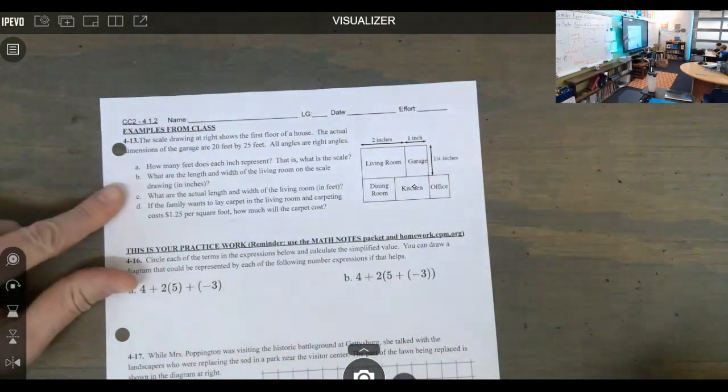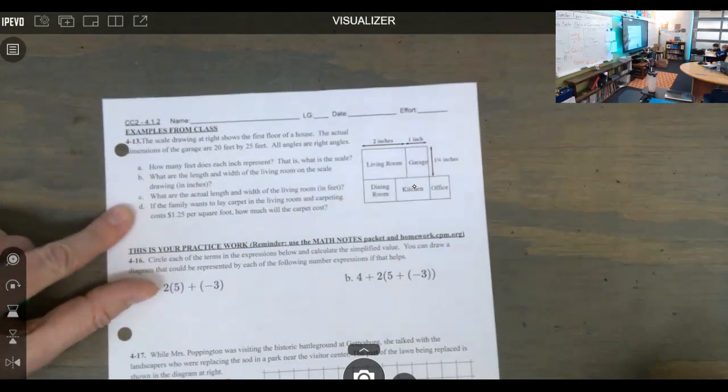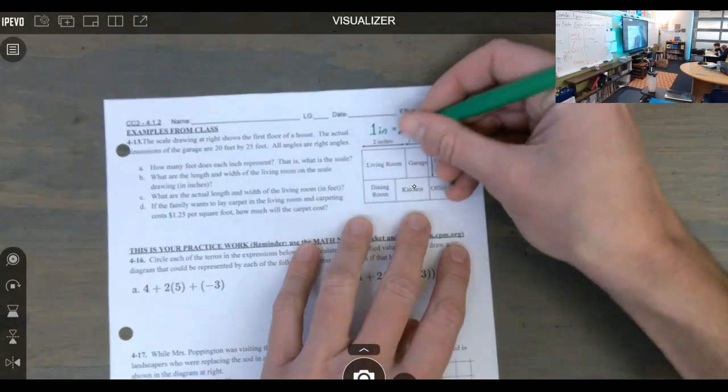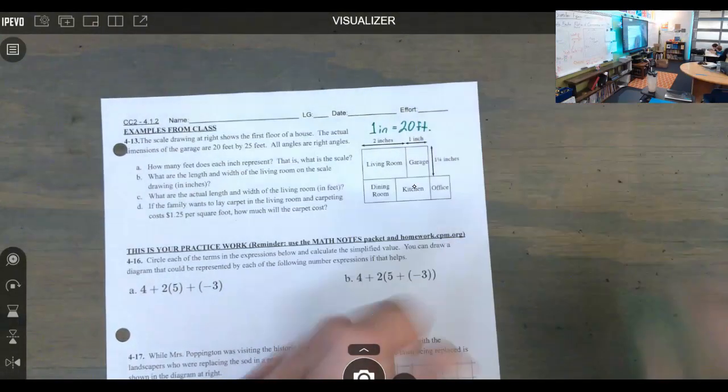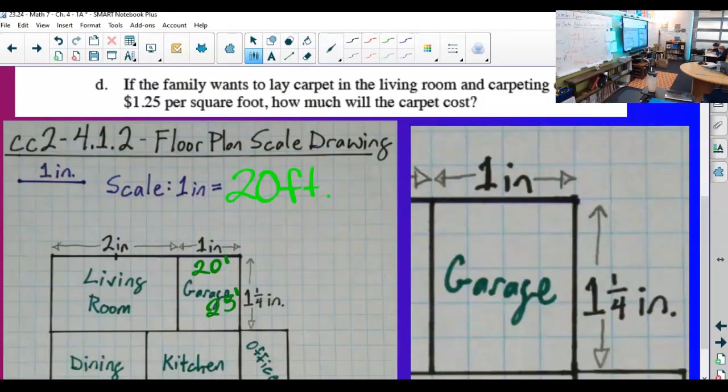So then I want you and your partner to figure out B, C, and D. So go ahead and try to work through B, C, and D. We know 1 inch equals 20 feet. So 1 inch is 20 feet. How long is the living room?